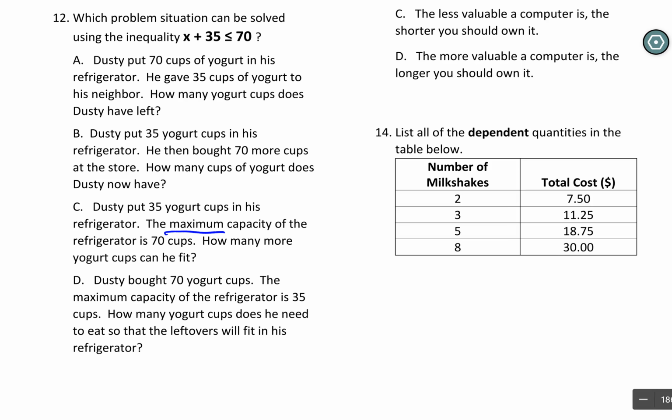So I put 35. I'm going to add some more. I'm not sure how many. So I'm going to add x plus my 35. And that could be a maximum. So it can be less than 70. It can be equal to 70. And so, that does match. So that one looks good so far, but let's read the last one to make sure. Dusty bought 70 cups. The maximum capacity of the refrigerator is 35, so it's a maximum of 35. Well, that's not at all what this is saying. So then my correct answer is going to be C.